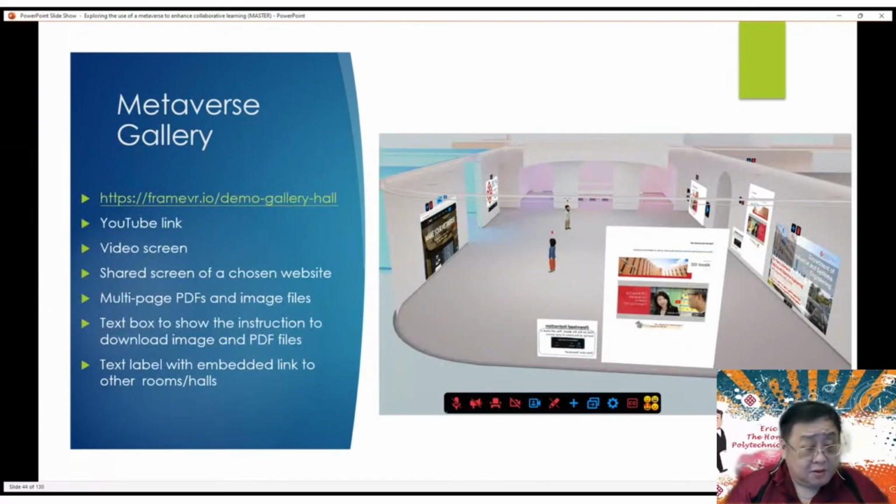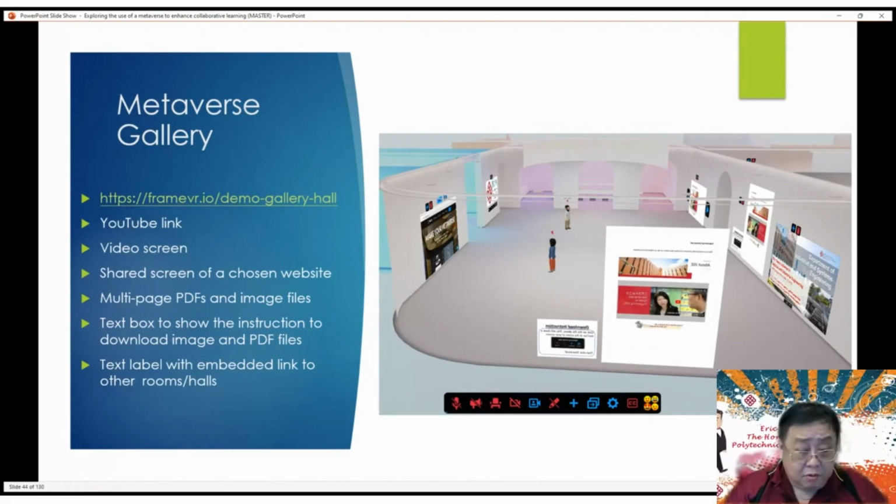So with this environment, these are the key features of the metaverse that we need to enable, and we did. You should be able to access YouTube videos. You can have a video screen. You must have a video screen to replay any videos we upload to it.